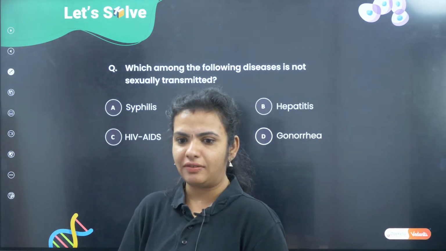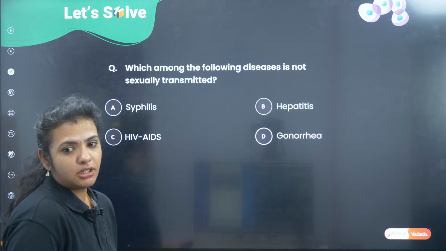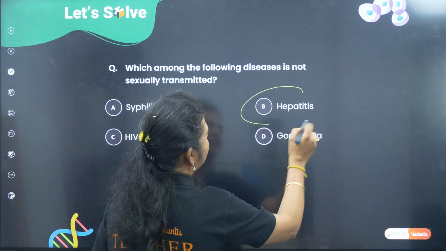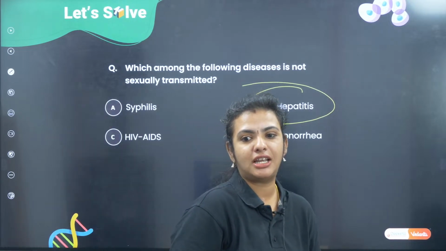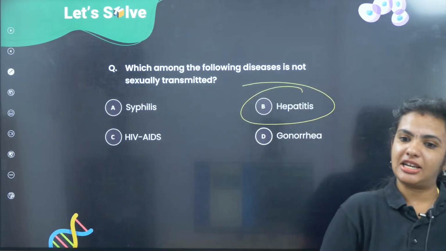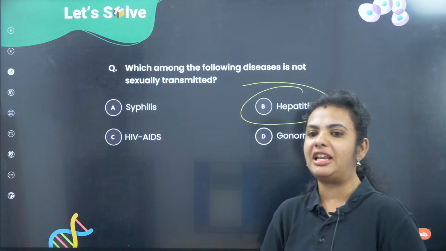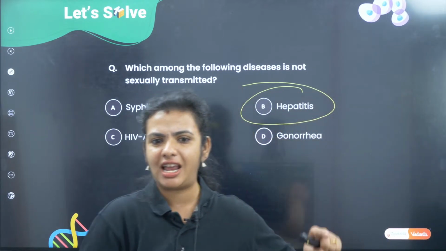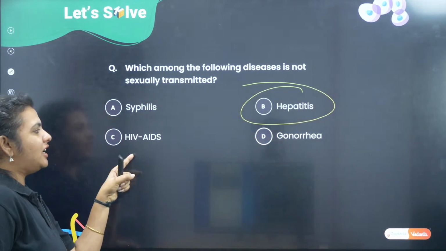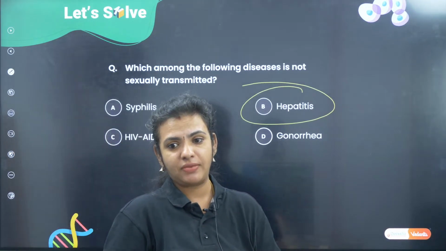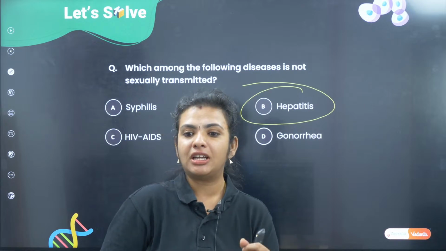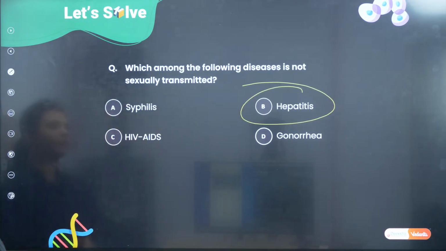Okay, so most of you have given the correct answer. Very good. It is hepatitis. So, hepatitis is by contaminated water and not necessarily a sexually transmitted disease. It is B, Netra. Netra has got confused. The rest all, gonorrhea, syphilis, HIV, all of these are sexually transmitted diseases. Okay. Hepatitis is because of contaminated water.